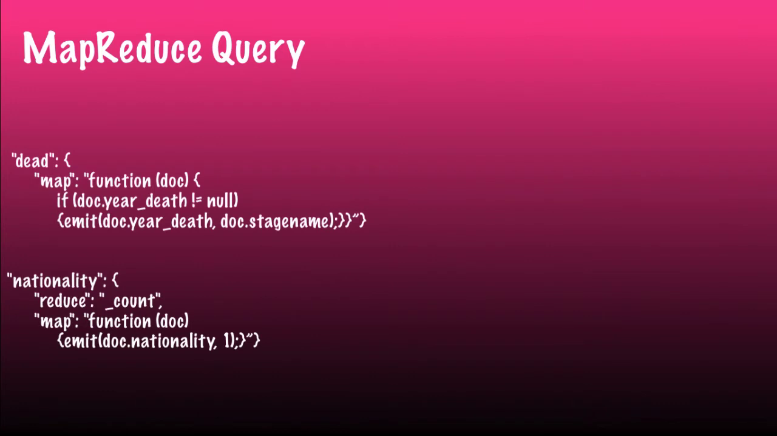So we looked at what a SQL query would look like. This is what a MapReduce query would look like. These are two queries. First is similar to the one that we used earlier when I was showing you the relational databases. This is just pulling out a list of people who have passed away, and it's going to give us the same information. And it also is going to show you the reduce section down below, which is going to give you a count of the nationalities of the musicians listed in the database.